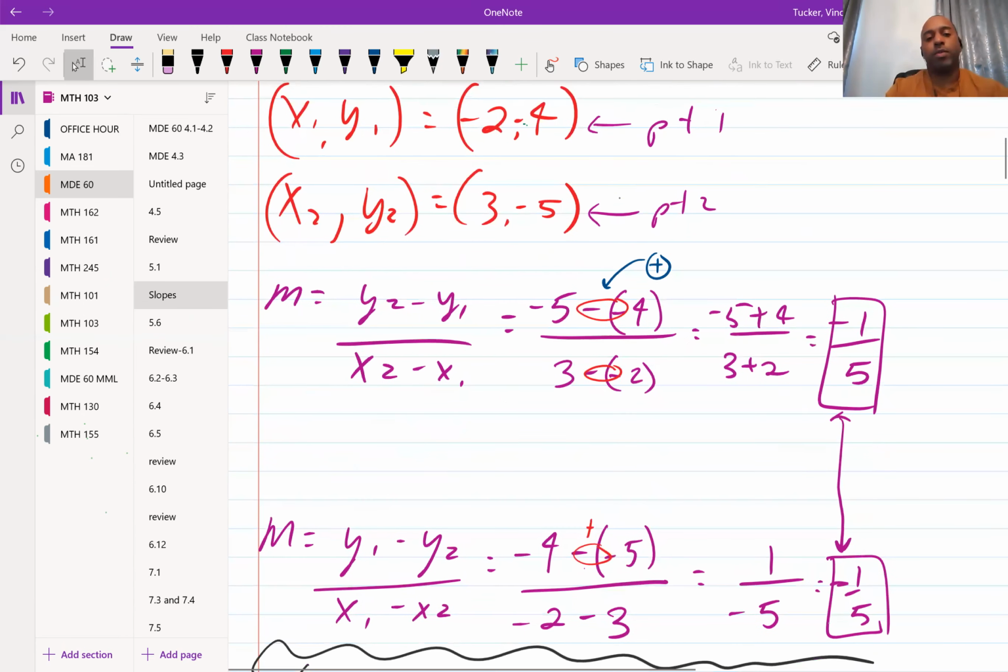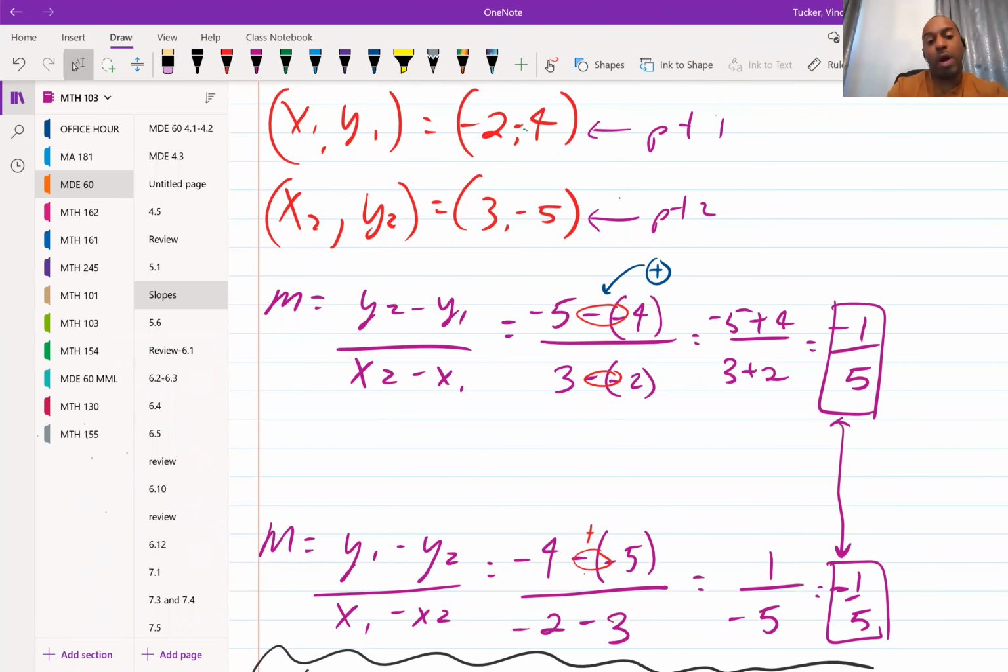So next one is just reversing the order, y1 minus y2 over x1 minus x2. Once again, just to show you that either way you'll get the same result. So that's -4 minus -5 over -2 minus 3. So that's -4 plus 5, which is +1. And we have on bottom -5. That's still -1/5. So either way, you'll get the same result as long as you stay consistent in your substitution.